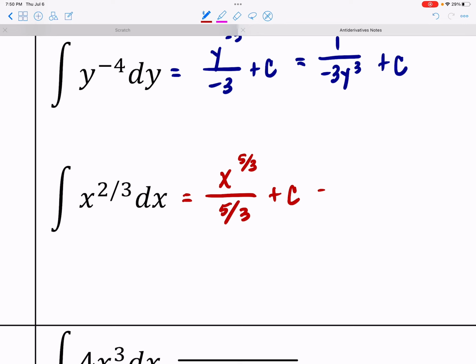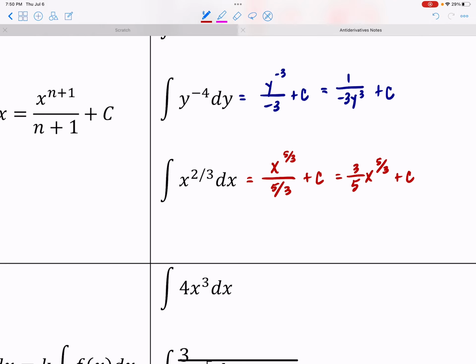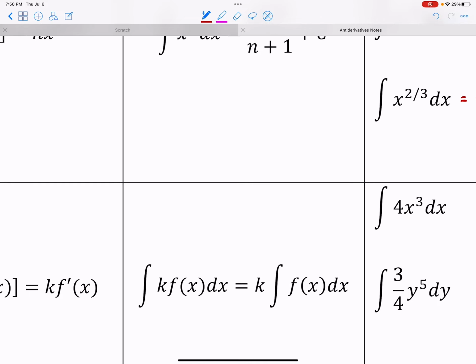And we're definitely not going to leave a fraction in a fraction, but dividing by 5/3 is the same as multiplying by its reciprocal, 3/5. So a better answer would be 3/5 x to the 5/3 plus c. Okay? Alright, so there's our power rule in reverse.